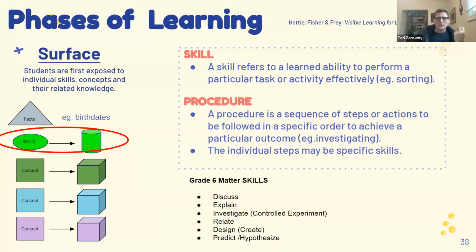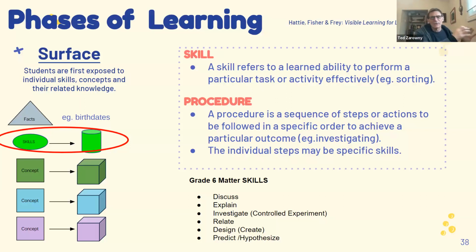So when I'm talking about a skill or procedure, I'm not talking about the entire skills and procedures statement. I'm talking about the particular skill. The ones that show up in this organizing idea are discuss, explain, investigate, relate, or connecting ideas, designing, predicting, hypothesizing. I'll talk more about the skills in grade 6 a little bit later, but when we're talking about teaching at the surface level, we're kind of planning that backwards by design planning. We're saying, oh, we're going to assess our kids using these verbs.